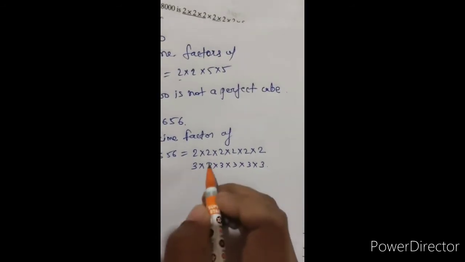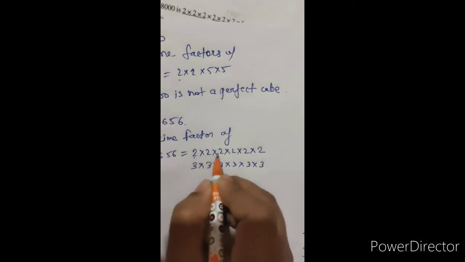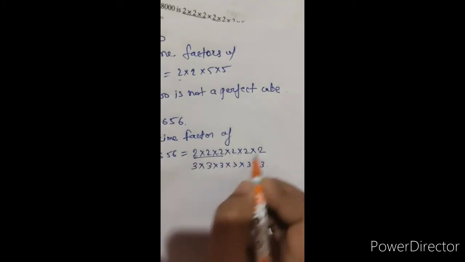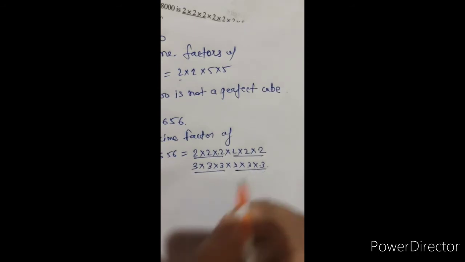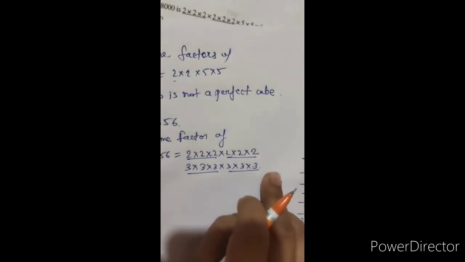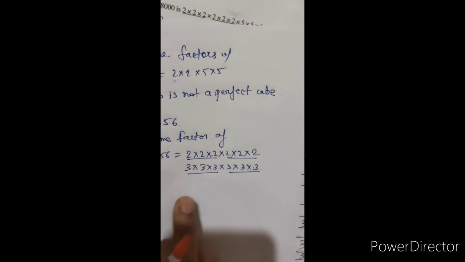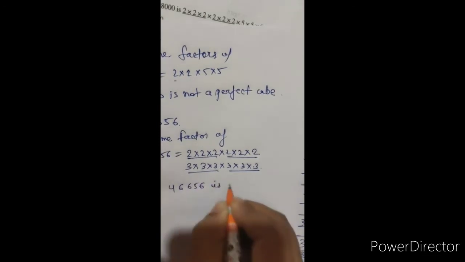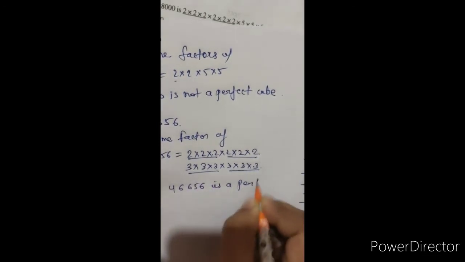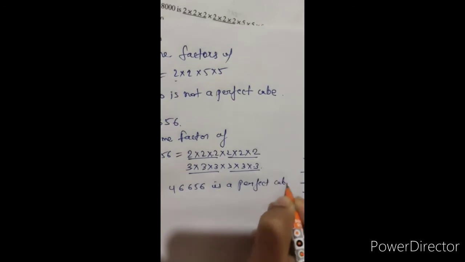Now you have to make pairs of 3. 1, 2, 3 first group, 1, 2, 3 second group, 1, 2, 3 third group, 1, 2, 3 this is the fourth group. No number is left here. That means 46,656 is a perfect cube. Therefore 46,656 is a perfect cube.